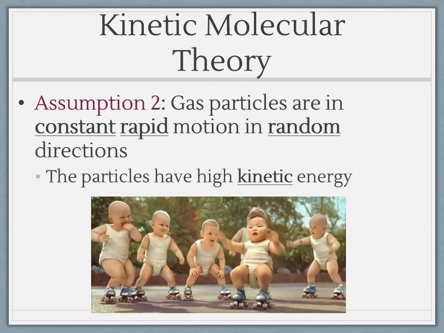Number two, gas particles are in constant rapid motion in completely random directions. This is because gases have very high kinetic energy. So kinetic energy is energy of motion, the energy associated with anything that is moving. So gases are at the highest temperature when we're thinking about our three states of matter. If they have high temperature, that means they have really high kinetic energy. So they're in constant rapid motion.